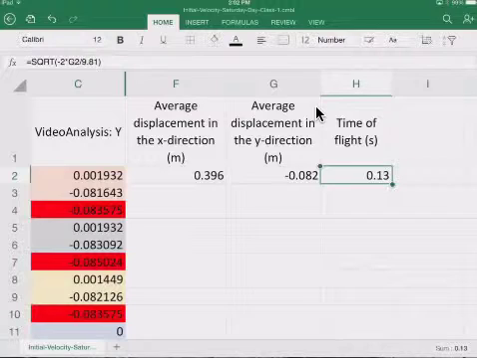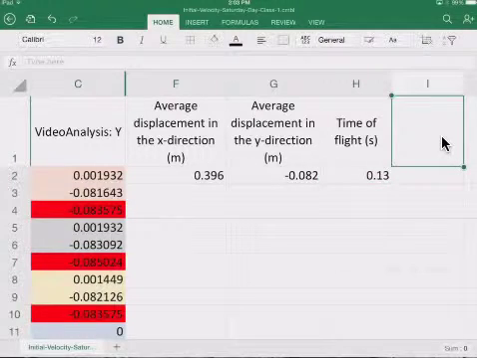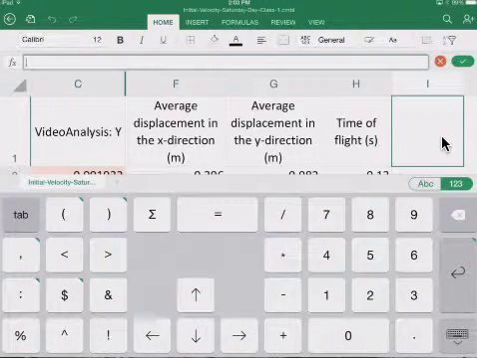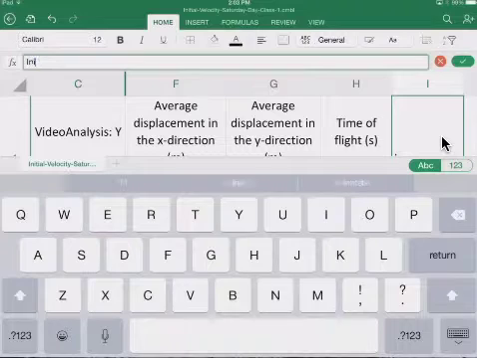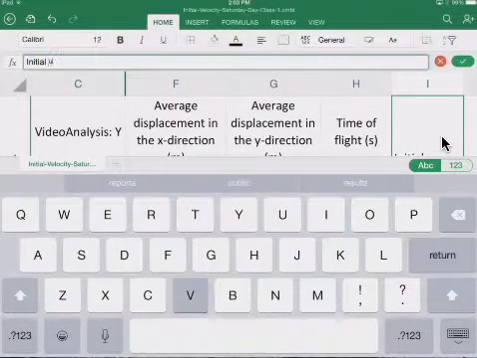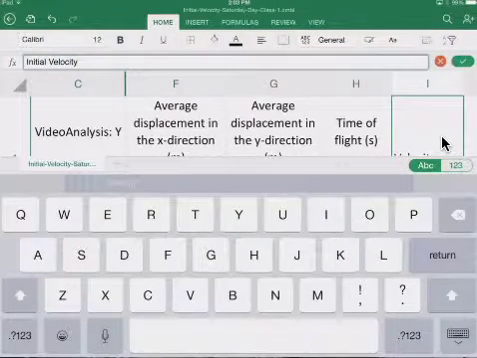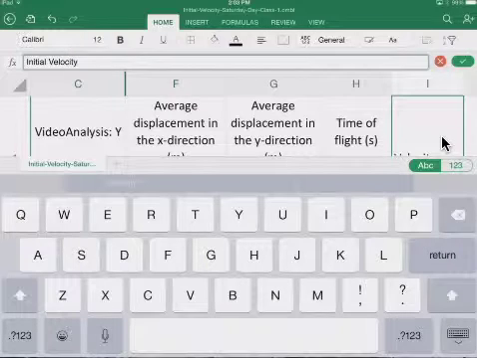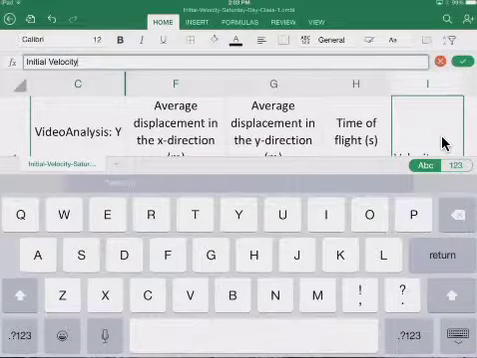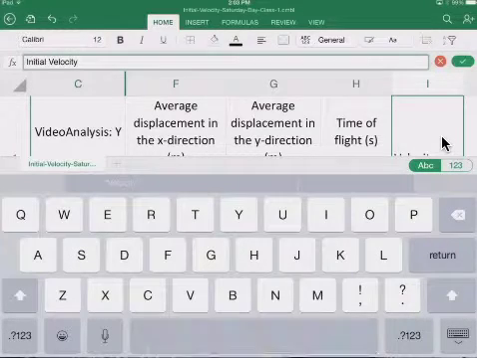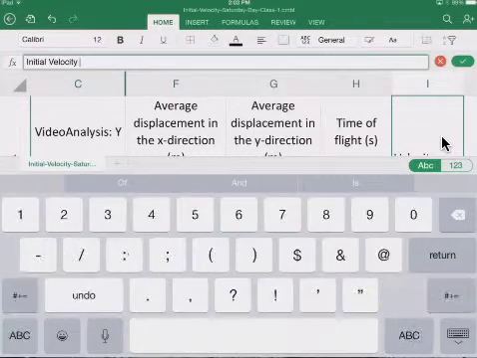Now that we have our time of flight and we have our average displacement here, we can just divide the average displacement by the time of flight, and we'll get our average velocity. All right, we'll get our initial velocity as well as our average velocity. So our initial velocity in the x direction, even though it's in the x direction, it's going to be our initial velocity, period. And that's because we're firing in the x direction only.